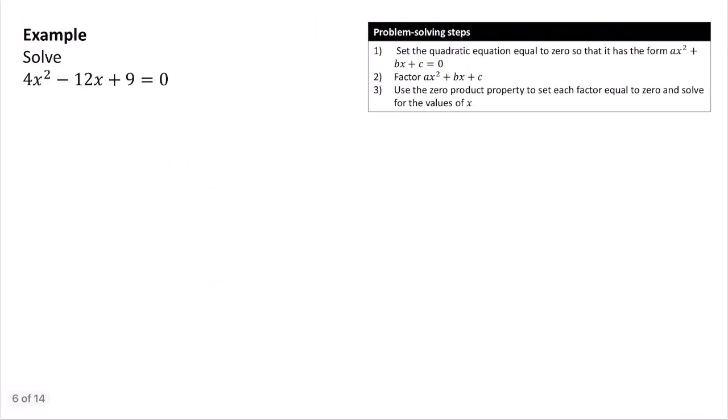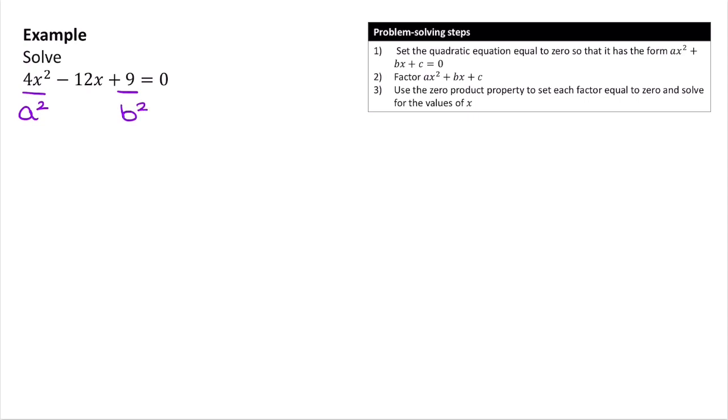So let's try now solving this example. We have 4x squared minus 12x plus 9 equals 0. It's already set equal to 0, so I'm going to see how I can factor this. Well, I notice here that this first term is a perfect square and this last term is a perfect square, right? This is basically like a squared and b squared.